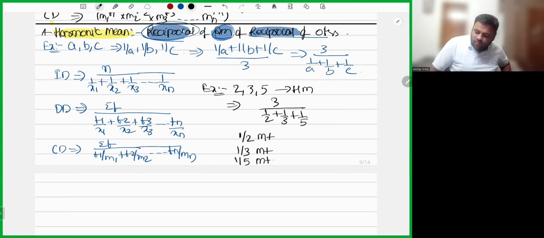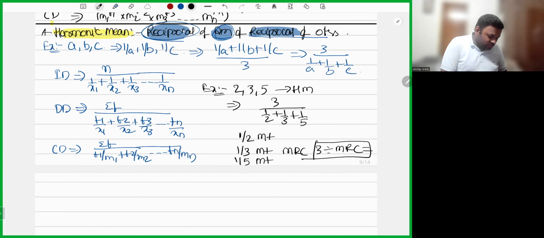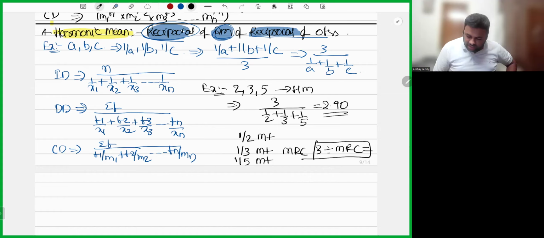Then MRC. See, nowhere I pressed equal to. 1 by 2 and plus, 1 by 3 and plus, 1 by 5 and plus. Then MRC. 3 divided by MRC equals to. Numerator divided by MRC equals to. You will get 2.90. Okay, once try this, you will get it.